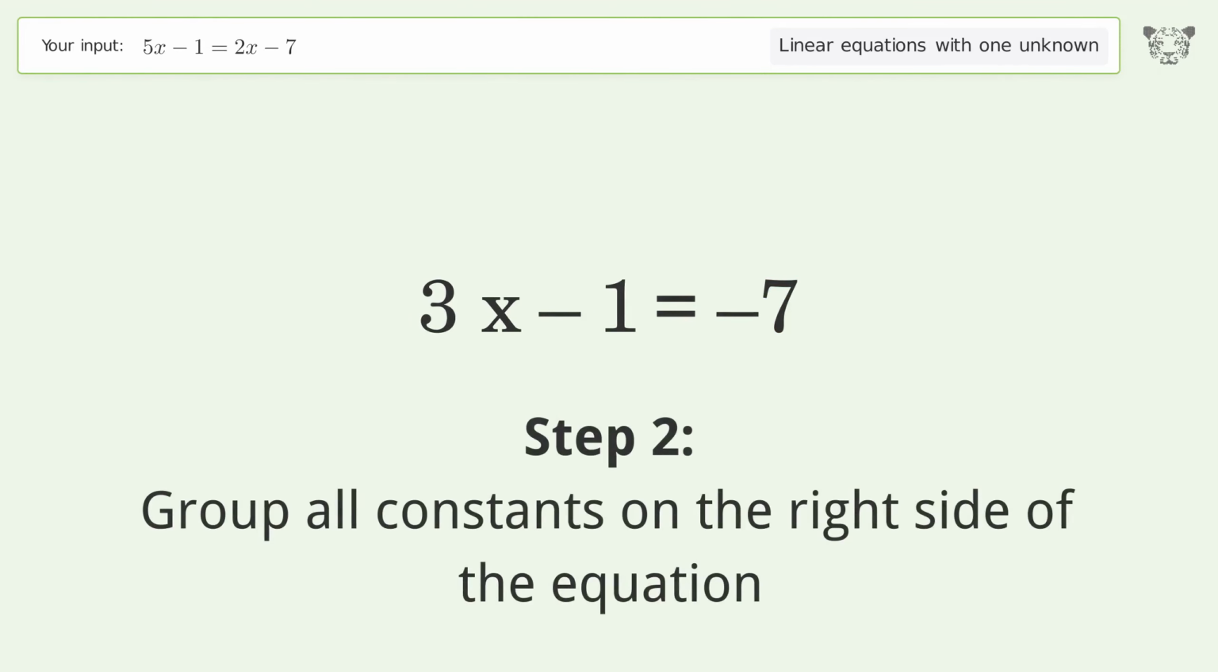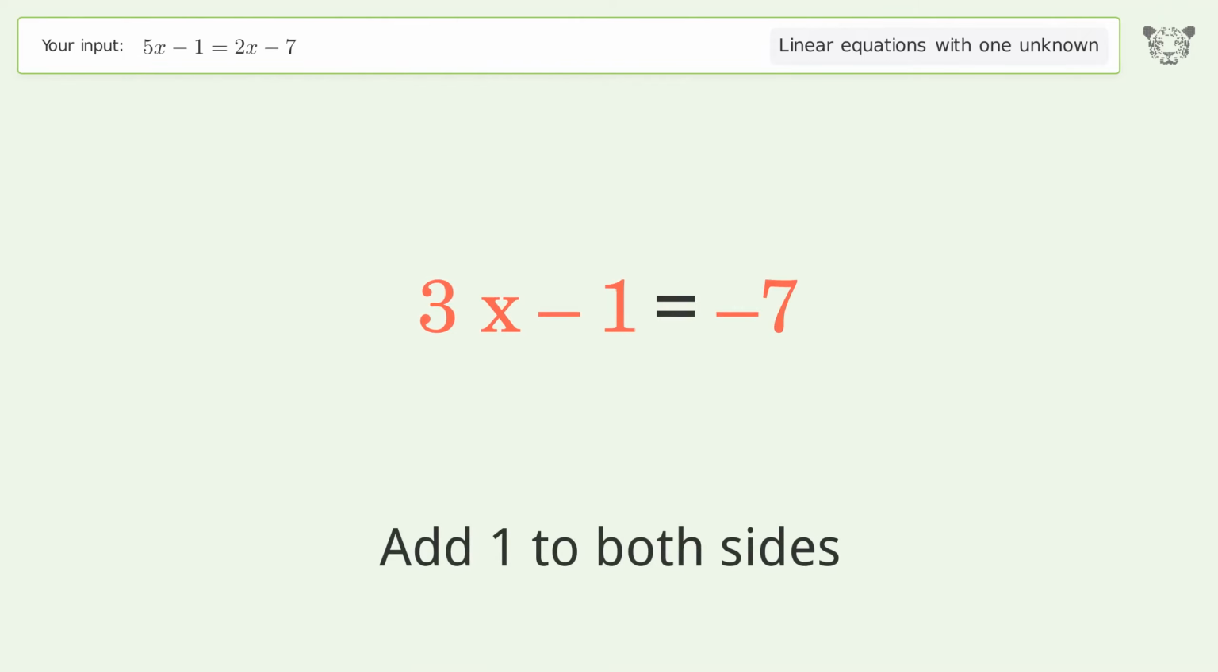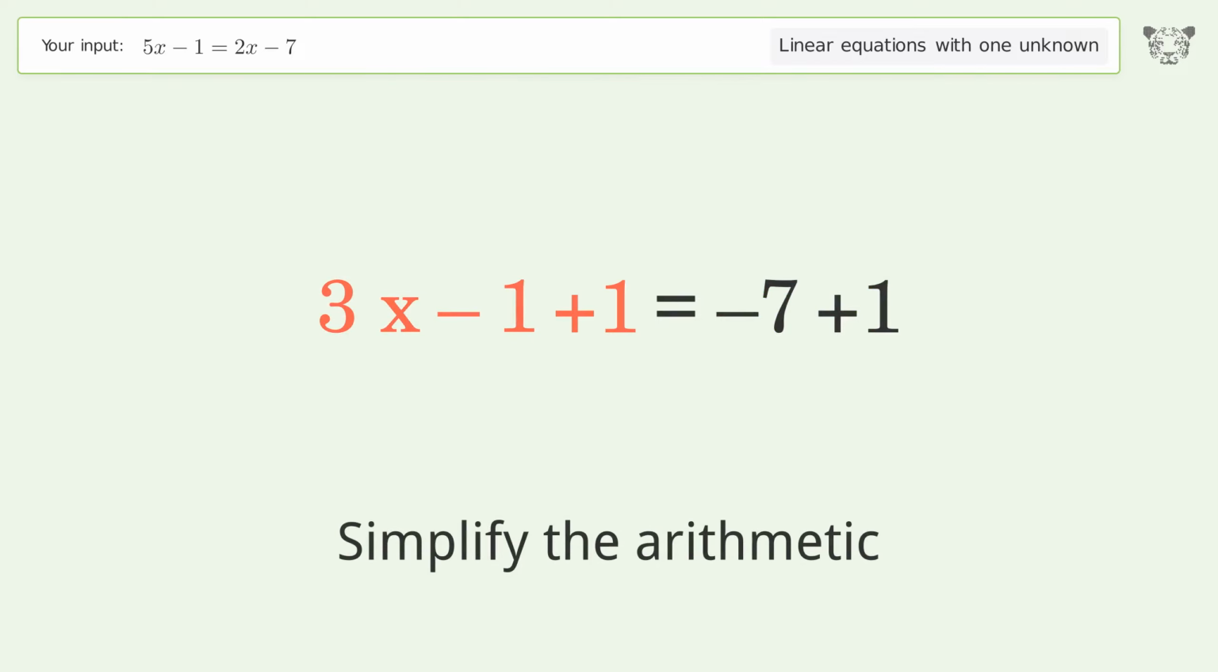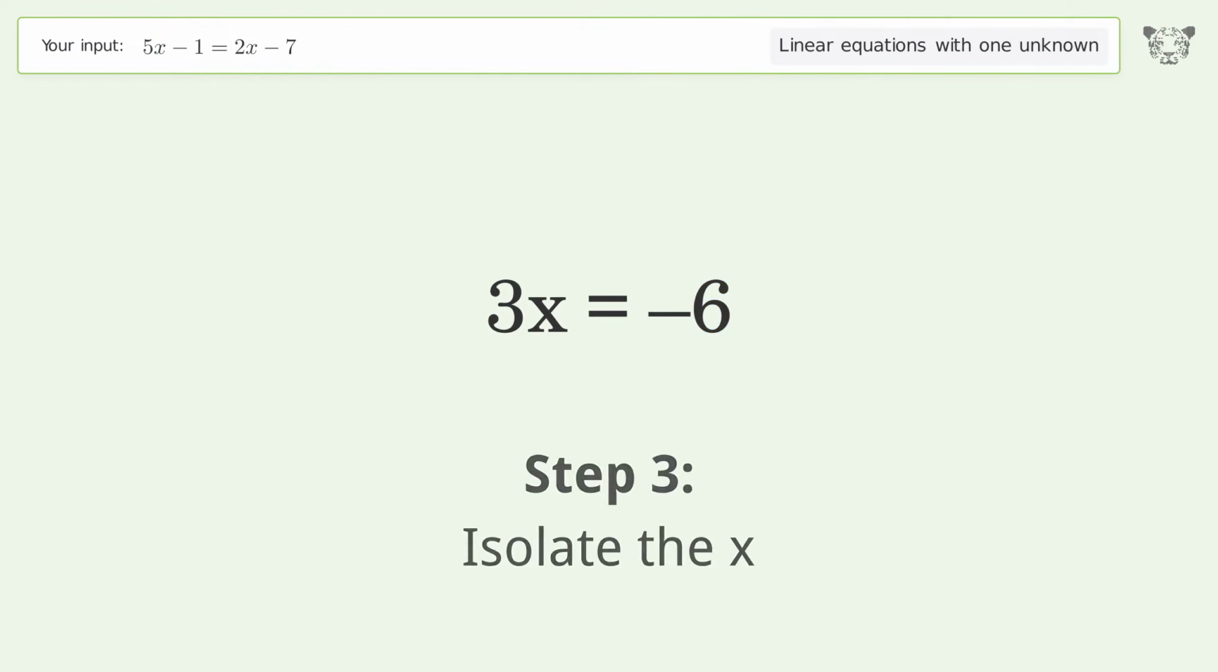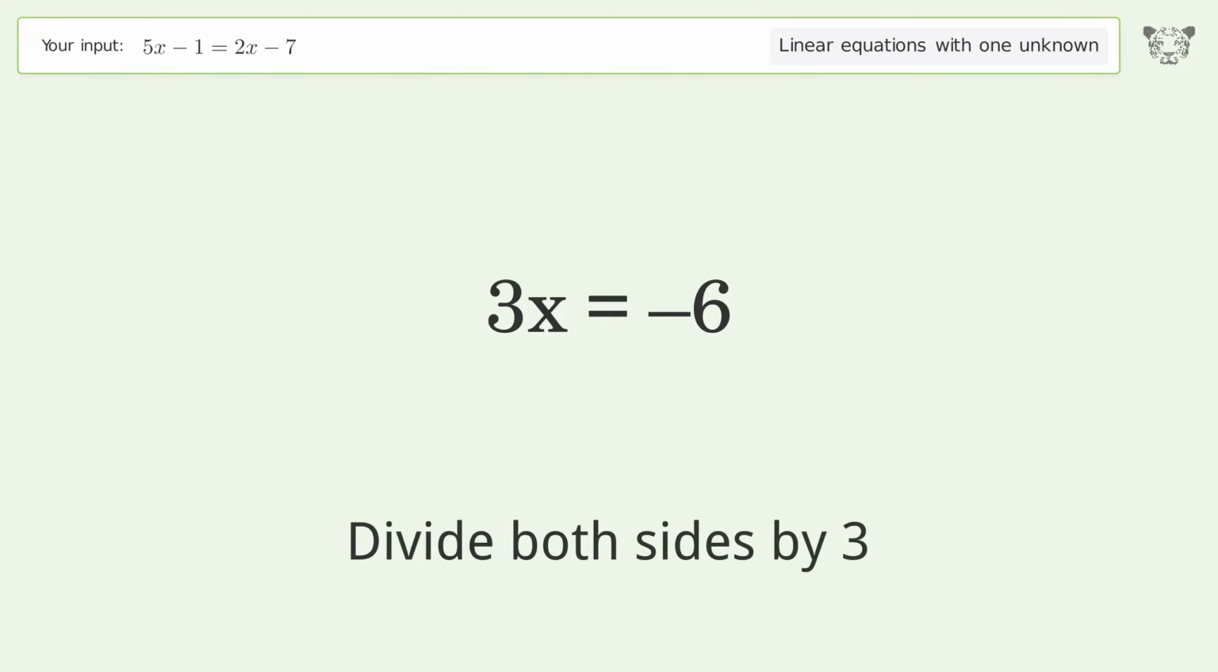Group all constants on the right side of the equation. Add 1 to both sides. Simplify the arithmetic. Isolate the x. Divide both sides by 3.